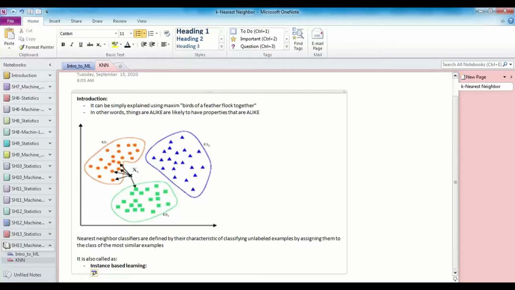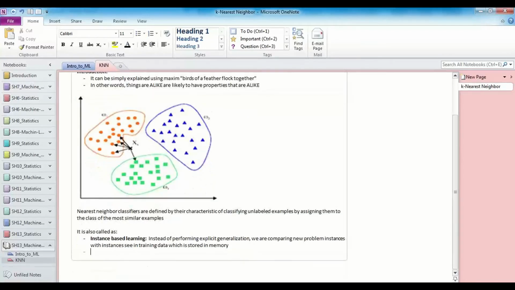So instead of performing any explicit generalization, we are comparing new problem instances with the instances present in the data, which has to be stored in the memory. Agree? So it's called instance based learning. Only at the time of prediction, you're doing all the calculations. Agree, friends? Now are you clear why k nearest neighbor is generally called instance based learning? Because only at the time of prediction, only at the time of classifying a new data point, does the entire work happen. Agree? Are you clear about this?